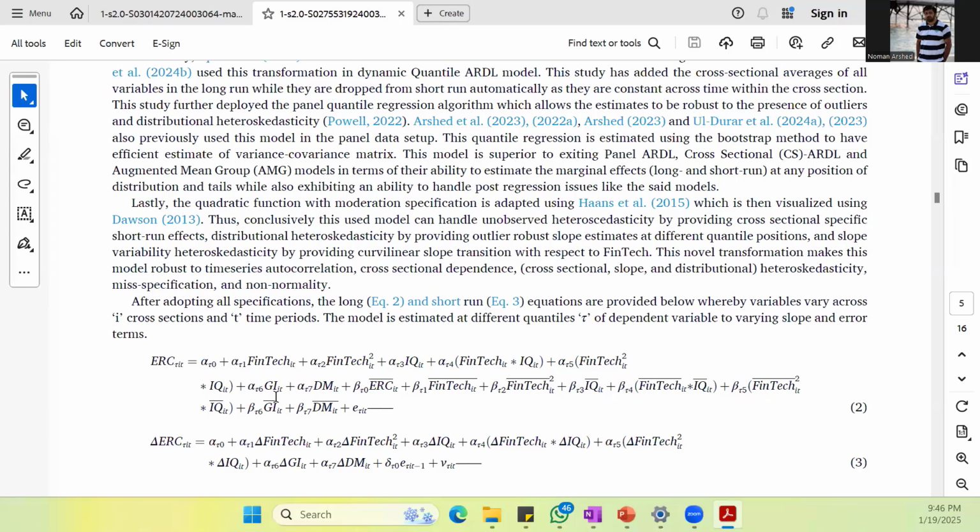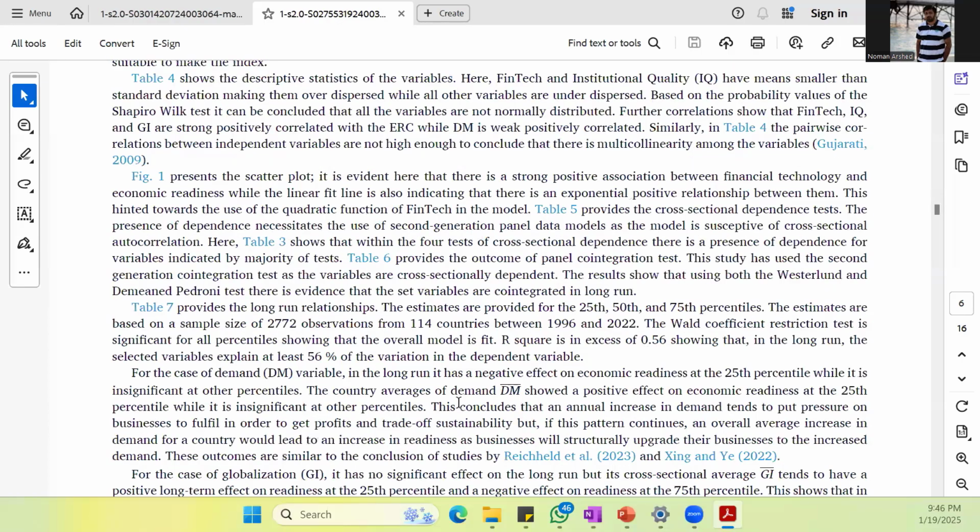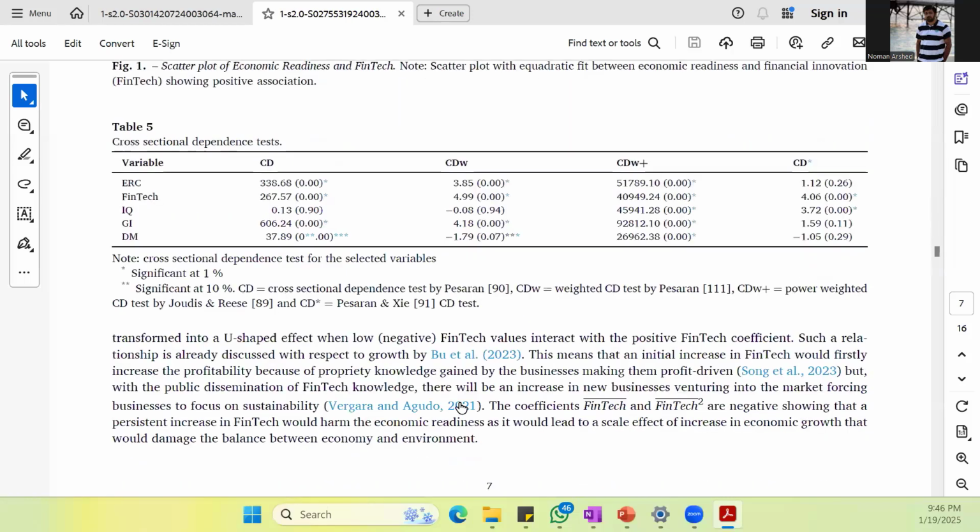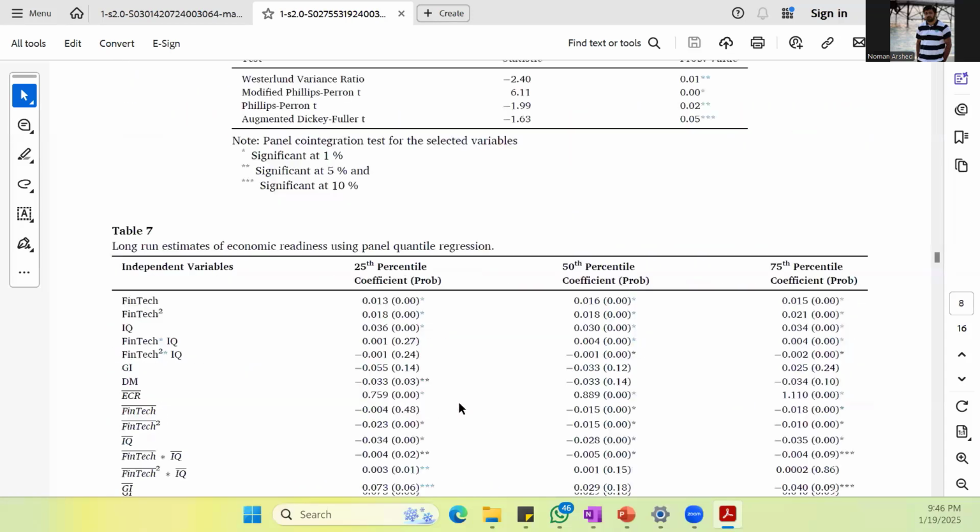So I solved it by, so there is a second generation panel ARDL model available, but it cannot be applied when the variables are non-normal. So I made my quantile regression model a second generation quantile regression model by adding cross-section averages as independent variables. It absorbed the cross-section dependence and it became a second generation panel data model. So this way it's a hybrid model. And the cross-section dependence test is here.